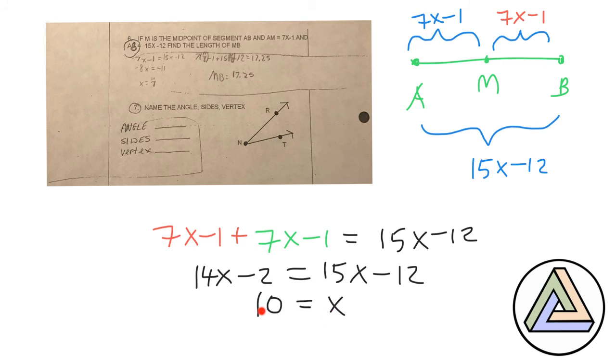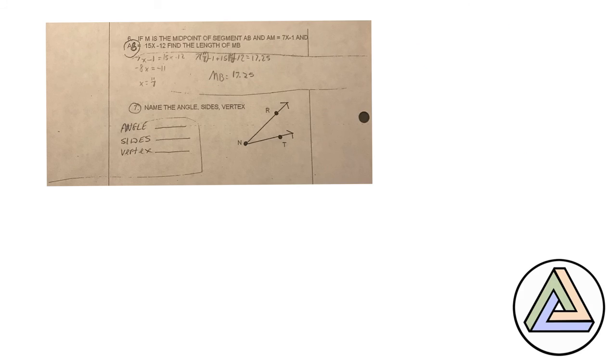Now be careful. The teacher will try to fool you into thinking, I'm done, x equals 10. But remember, what are they asking for? Find the length of MB. MB is 7x minus 1. So MB is going to be 7 times 10 minus 1, also known as 69. And you are done with that one. All right, name the angle, sides, and vertex.